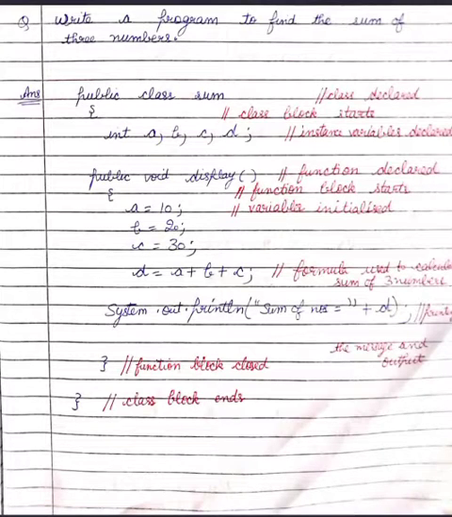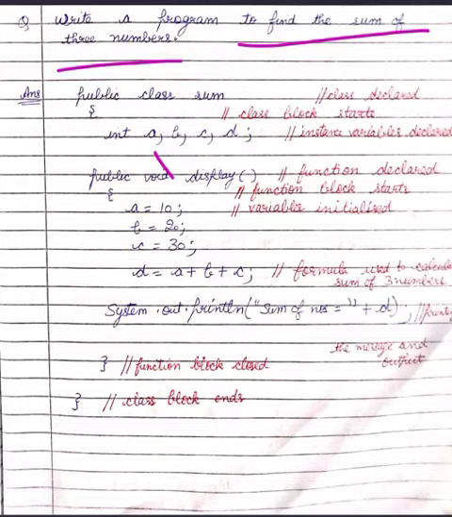Hey students, today I am going to explain how to write a program in Java using assignment method. Assignment method means that we are going to fill the values of the variables within the program. So the question is, write a program to find the sum of three numbers. If we have to find the sum of three numbers, that means three numbers you need.